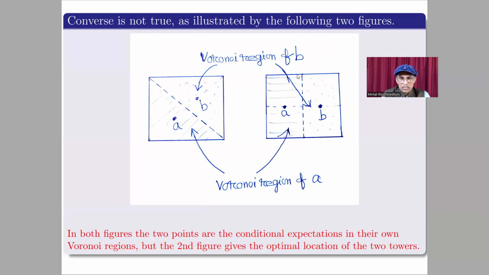Say, for example, take the same square with the probability distribution as a uniform distribution. Divide this square by this diagonal into equal parts, here by this line. Now calculate the conditional expectations in these regions. Here are a and b. So here you have seen these 2 elements are conditional expectations. Here also they are conditional expectations. But in this picture, in this division, the error will be smallest. That means although in both cases the elements are conditional expectations, only one of these representations actually gives the optimal set of 2 means. In both figures, the 2 points are the conditional expectations in their own Voronoi regions, but the second figure gives the optimal location of the 2 towers or 2 elements. So this shows the converse is not true.